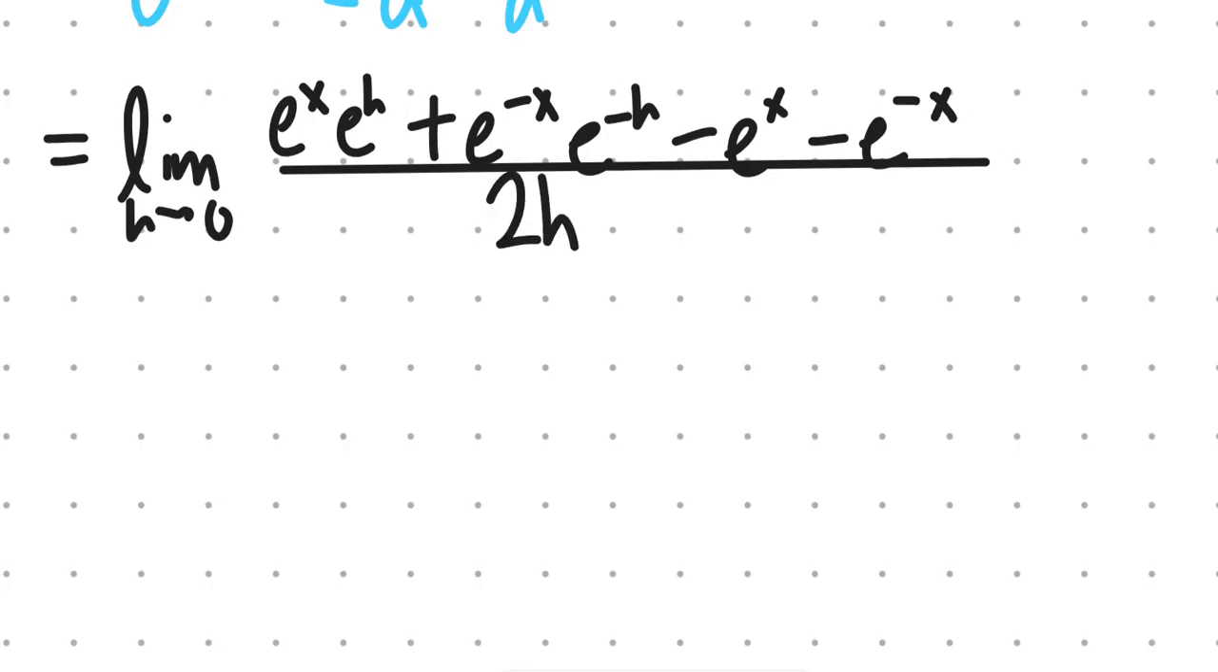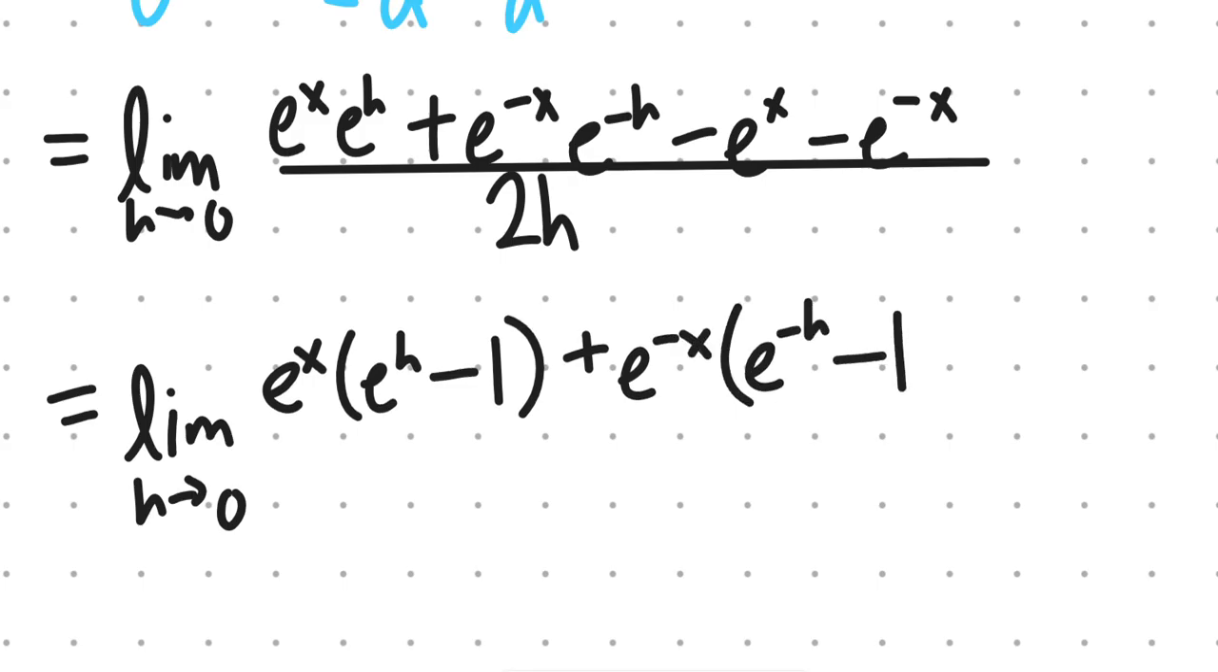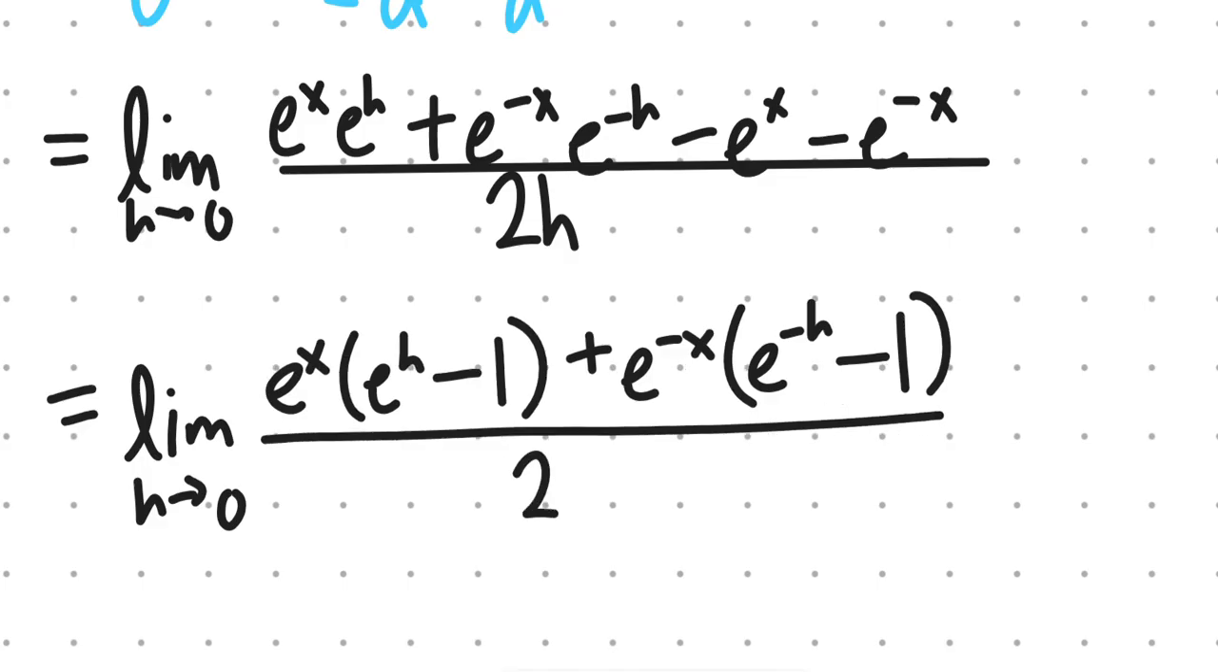Now we can say, okay, we have e to the x and we have some e to the negative x components, so we are just going to group them and make parentheses out of them. So we have the limit as h approaches 0 of e to the x times e to the h minus 1 plus e to the negative x times e to the negative h minus 1, over 2h.